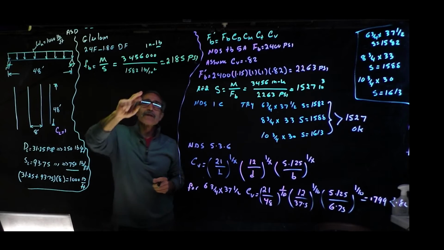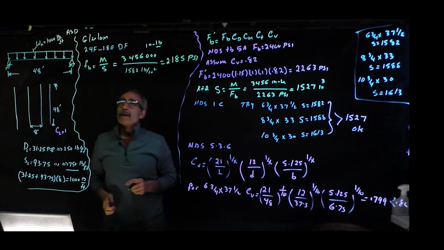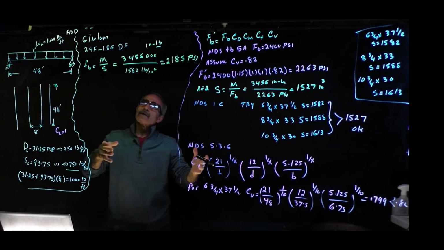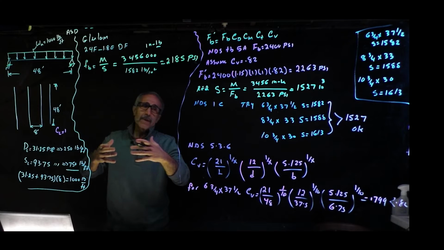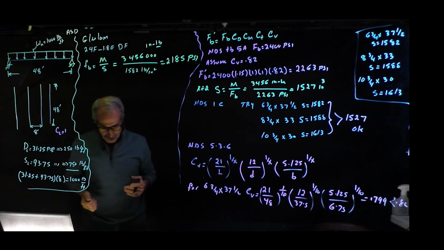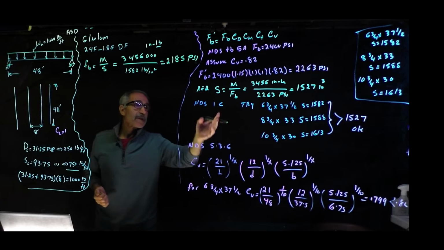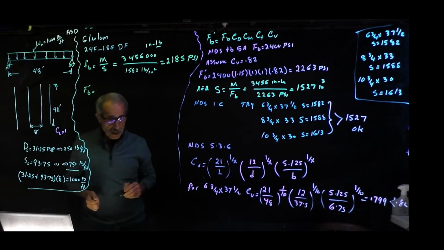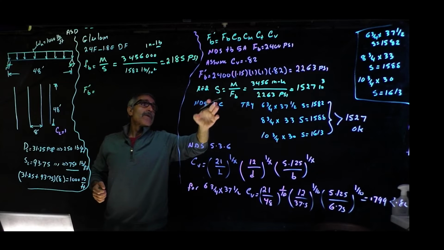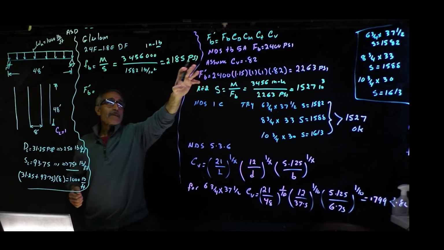Okay, so that's the stress due to the load. Now we have to compare that to the capacity of the timber of that size. And how we do that, we already know the equation: F prime B is equal to, right there. So we're going to plug in all the numbers.